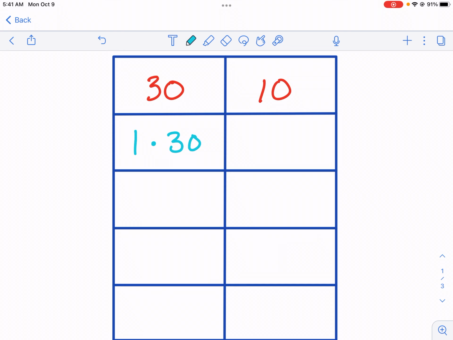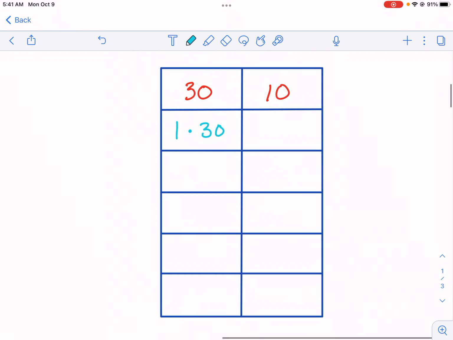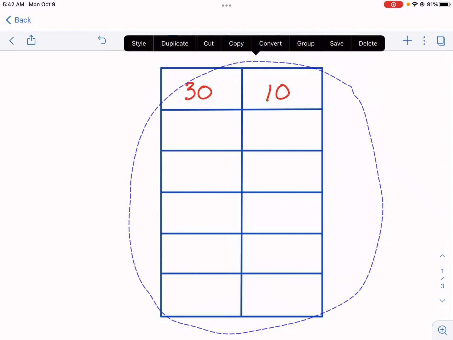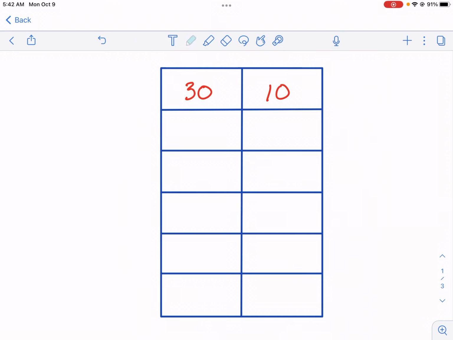I'm just going to go through and list as many as I can think of. Actually, give me a second. I want to copy this before I proceed, so I have this for the other problems. I'm going to go ahead and copy this. This is like my template. Okay, now I can keep going.